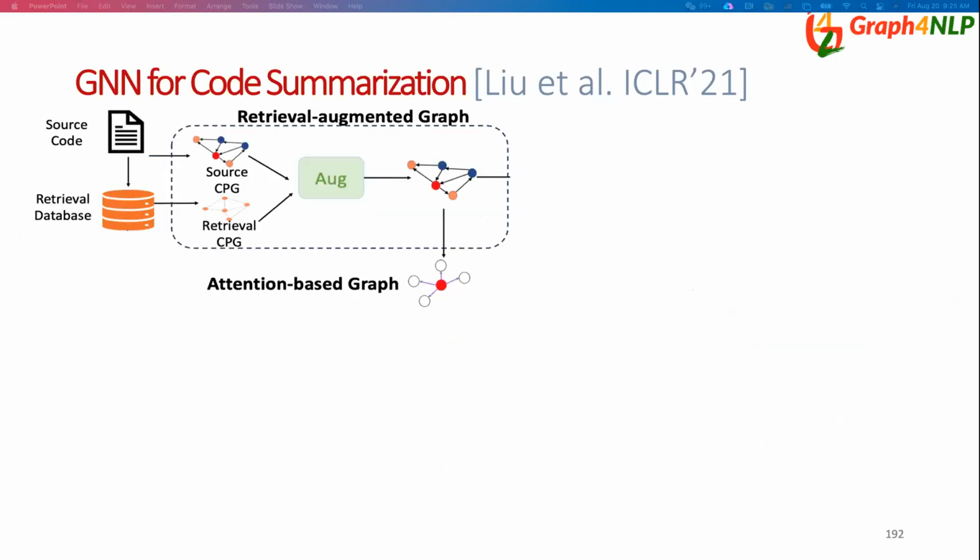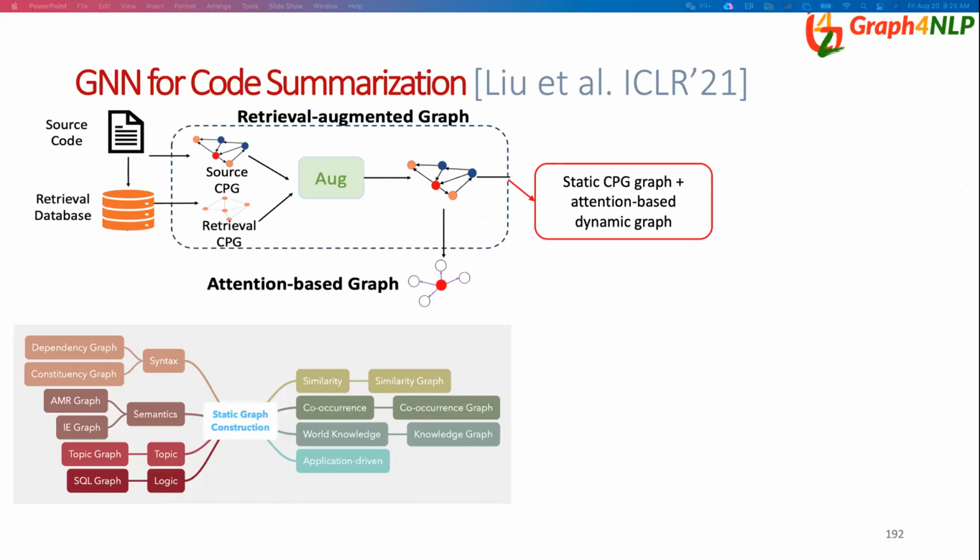For graph construction, they propose to first combine the static CPG graph and the attention-based dynamic graph. As for the dynamic graph, they apply structure-aware similarity learning, which utilizes the information of the static graph. They also combine the intrinsic static graph and learn the implicit graph for better performance.